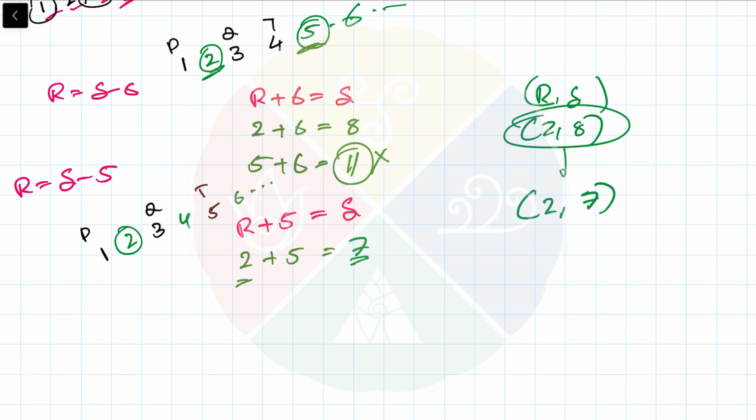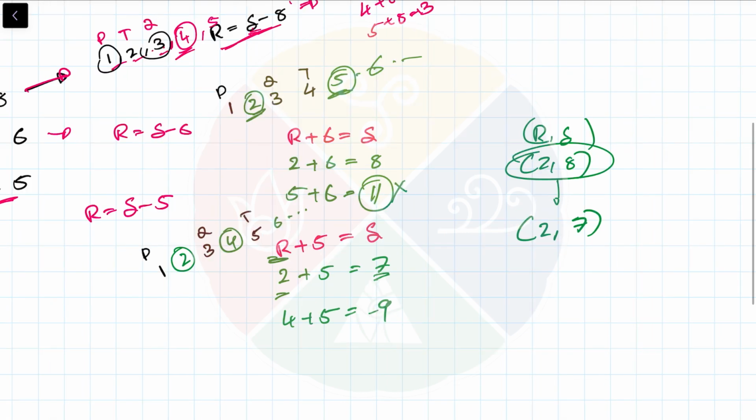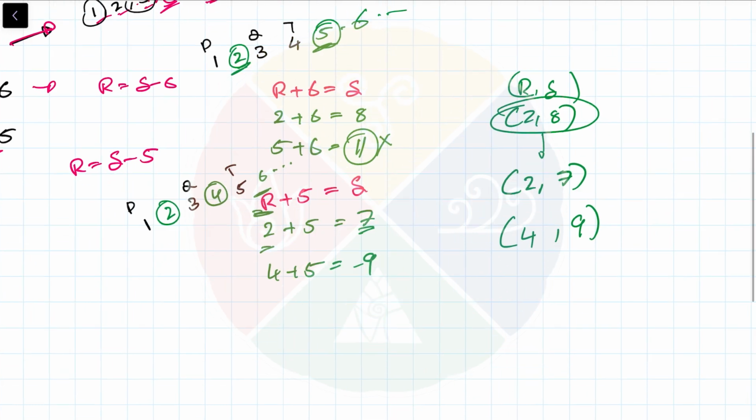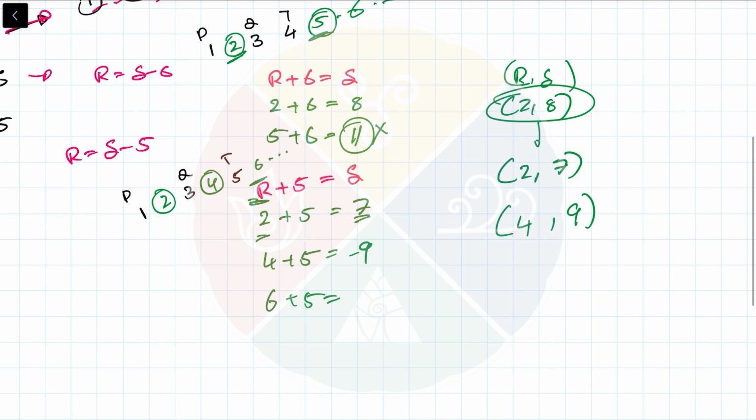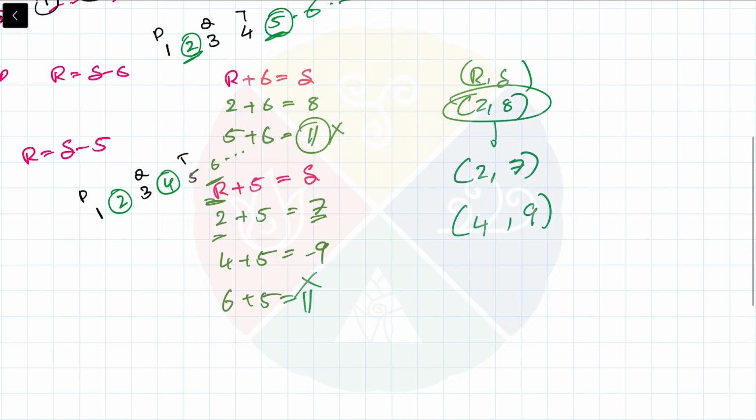Another possibility: I'll take R to be 4. 4 plus 5 is going to be 9. Even that is a 1-digit number. That's also okay. R is 4 and S is 9. Now if I take any other value, for example 6, 6 plus 5 will create 11. That's a 2-digit number. That's not possible.